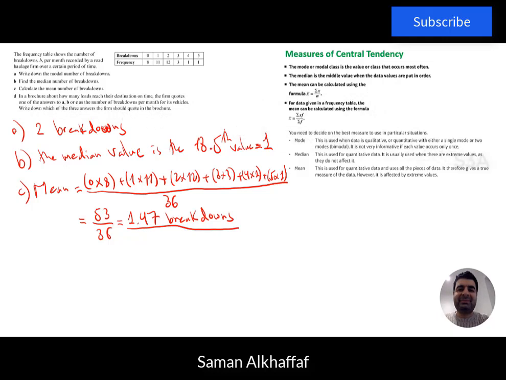For part D, in a brochure about how many loads reach their destination on time, the firm quotes one of the answers to A, B, or C as the number of breakdowns per month for its vehicles. So we need to write down which of the three answers the firm should quote in the brochure, which is either the modal number, the median number, or the mean number.